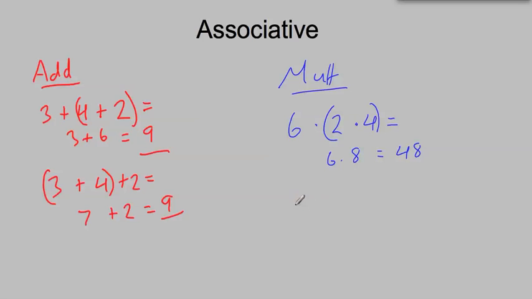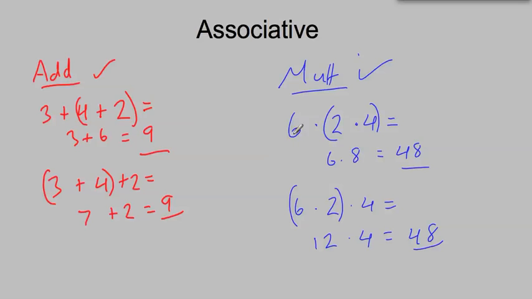If I write the same numbers in the same order, but this time 6 times 2 first. 6 times 2 is 12. 12 times 4 is 48. That works. And it turns out, ladies and gentlemen, it doesn't matter what numbers I choose.